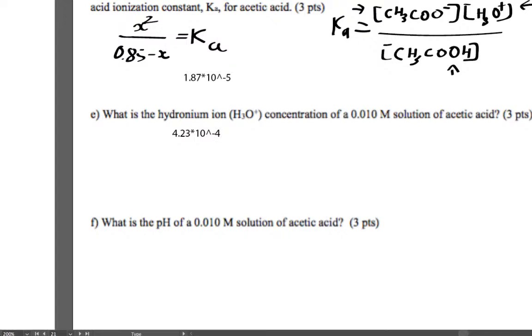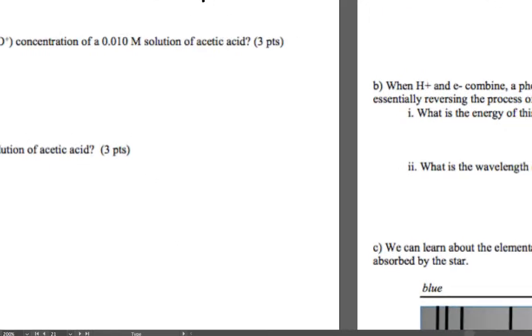And so what you do is that you take the negative log of the answer. That's 3.37. So the pH here is 3.37, which is what the answer is. Good.